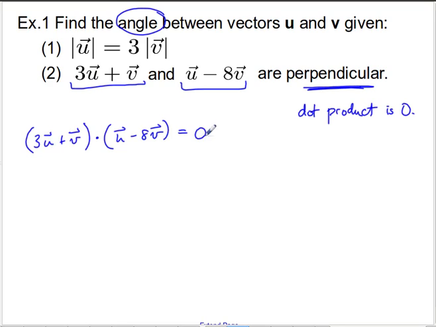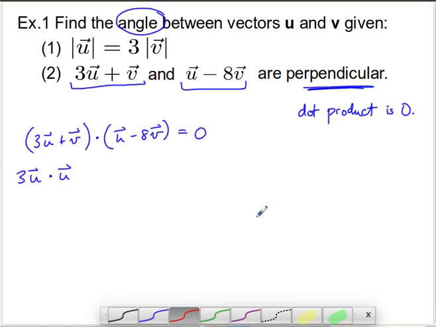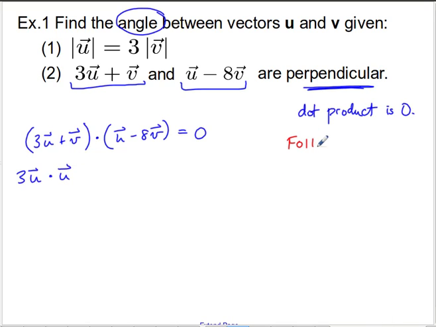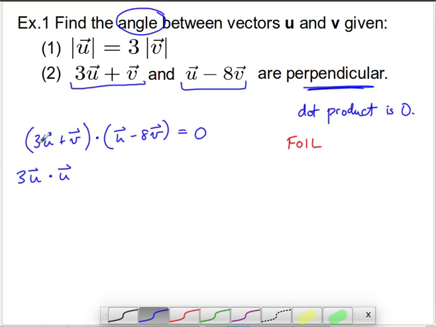How you do this distribution, how comfortable you are to do this is up to you. But I'm going to take my time. So once again, I'm going to do it in one fewer step than I did last time. So I get 3u dotted with u. I'm actually going to use FOIL, just in case you're wondering. I'm going to use the same procedure that we would use for FOIL. So the first is 3u dotted with u. The outer is going to be 3u dotted with negative 8v.